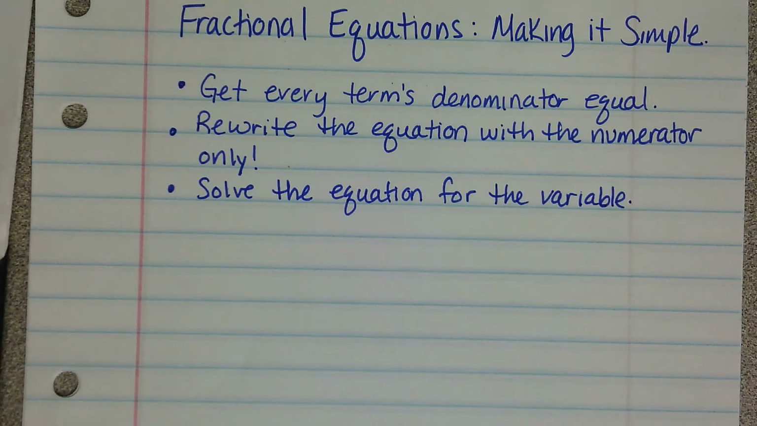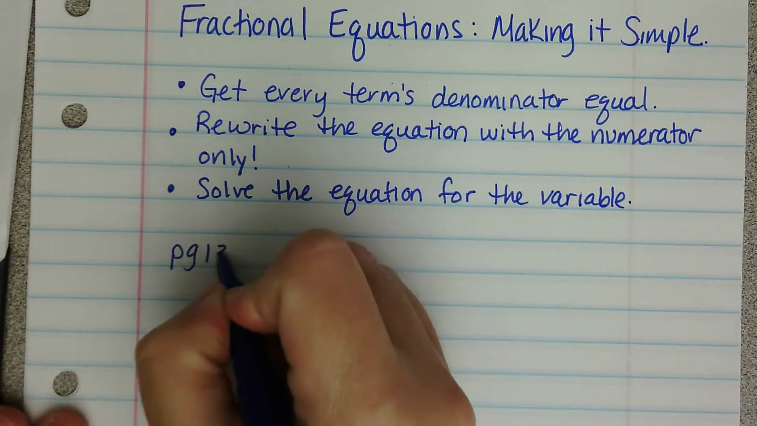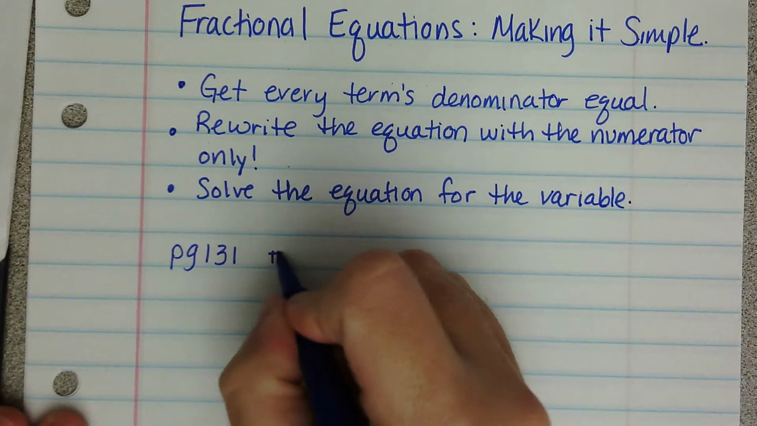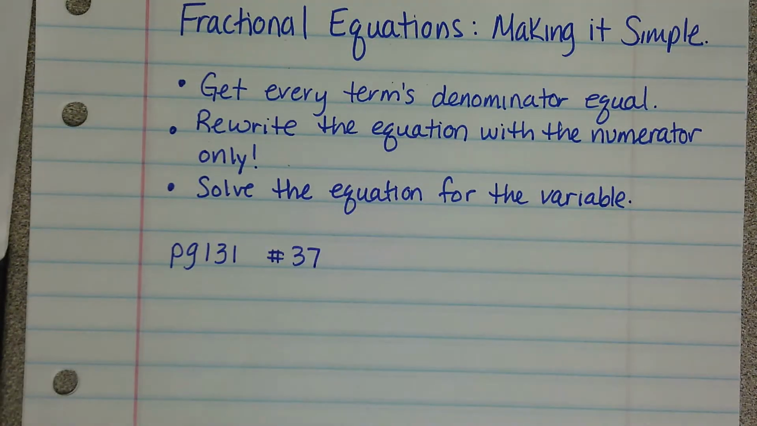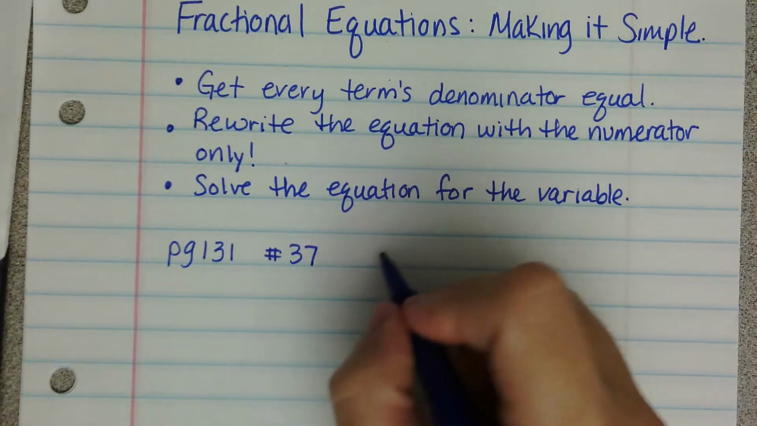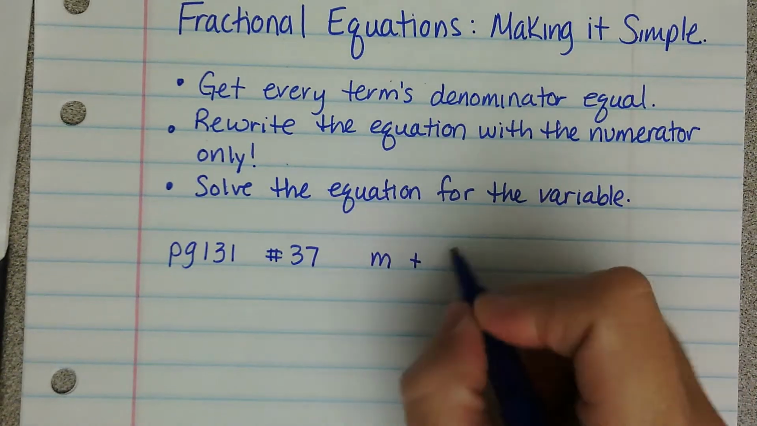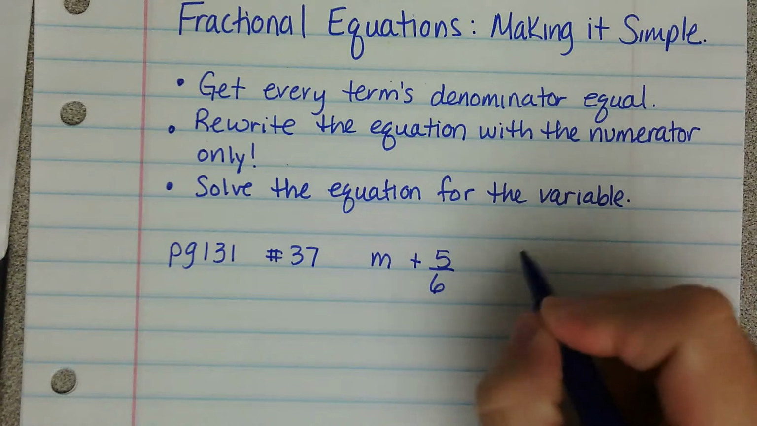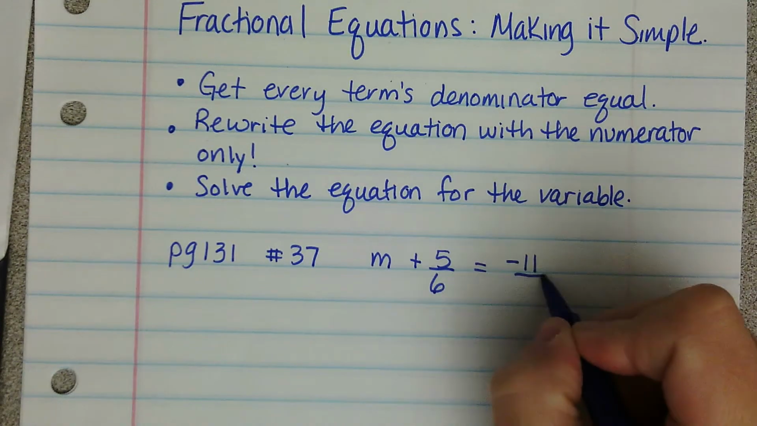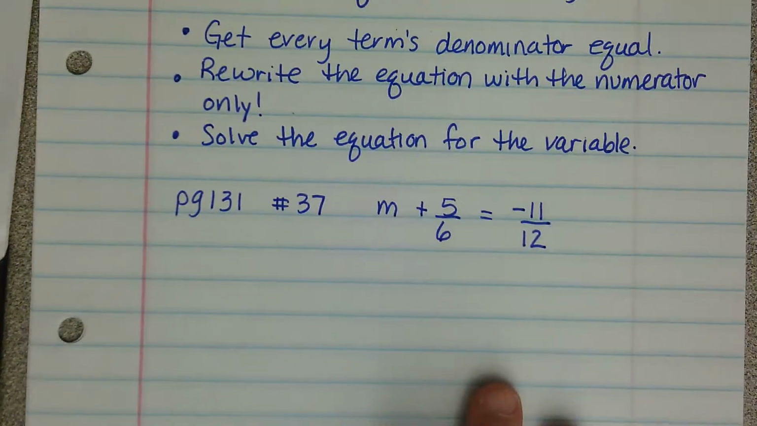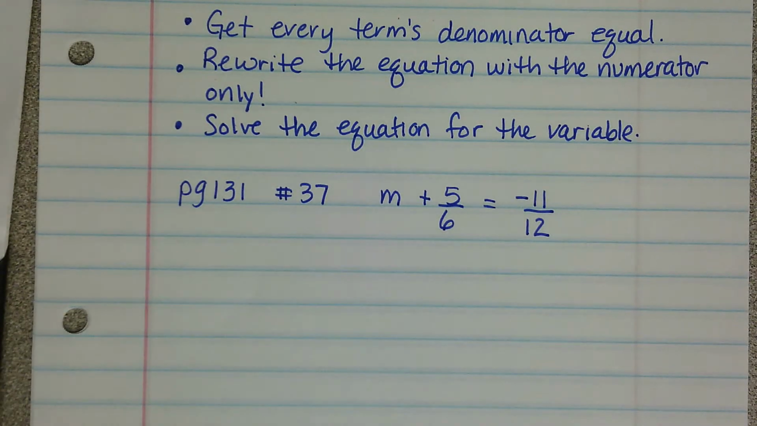The first problem that I want to take a look at with you is on page 131 in the book, and it is number 37. Number 37 says m plus 5/6 equals negative 11/12. Okay, so I see that there's fractions in this equation. Right away, the first thing I'm going to do is get every term's denominator equal.